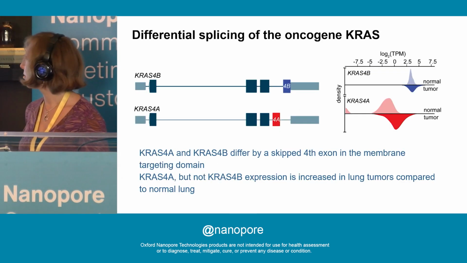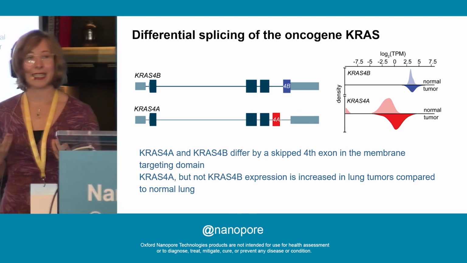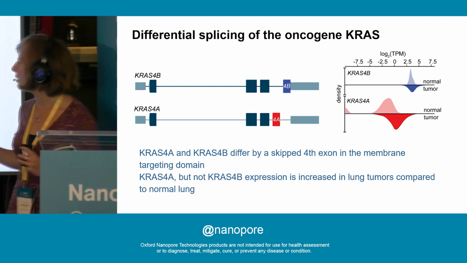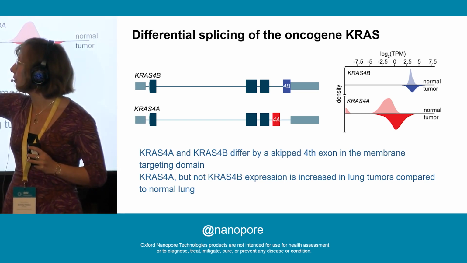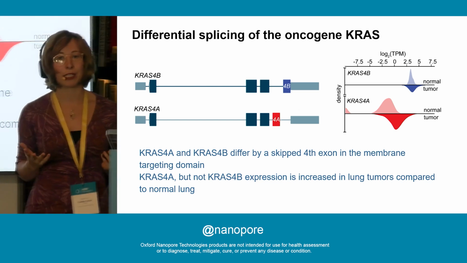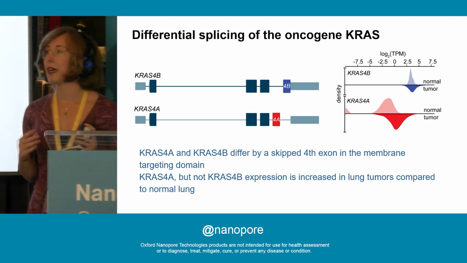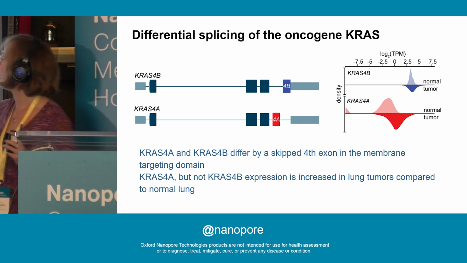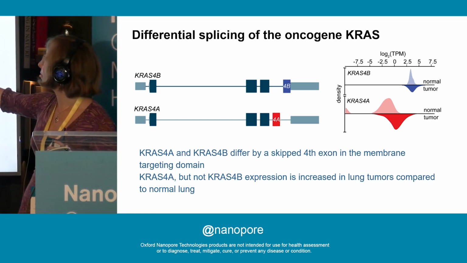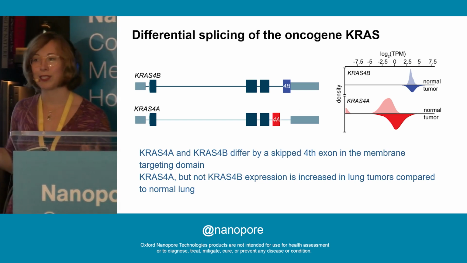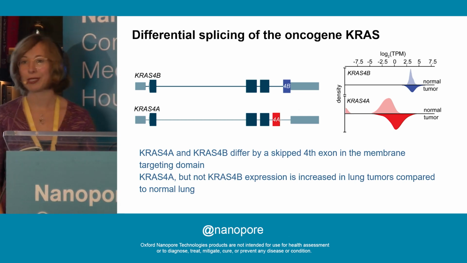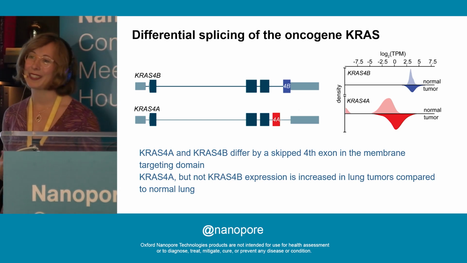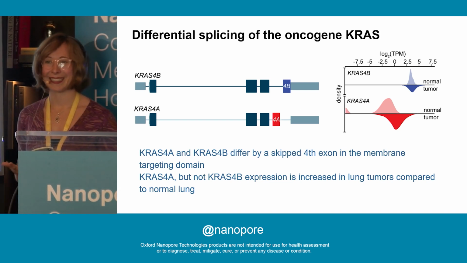And this is really exciting as well, because the KRAS4A isoform differs by the inclusion of this extra exon in the membrane targeting domain, and has previously been shown to be increased in tumor samples as opposed to KRAS4B, which is the dominant isoform and is unchanged in tumor samples. So we're continuing to follow up on this result and others in the single cell data, but I wanted to share this exciting result with you all.